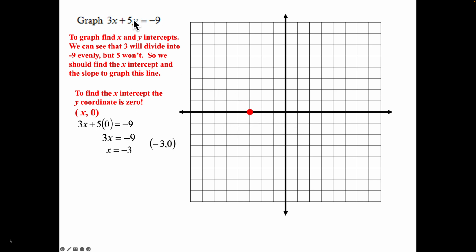Now, because I don't want to attempt to find the y-intercept, which would be at negative 9/5, I don't want to break these into 5 equal parts and count down to negative 9. What we're going to do is find the slope. Remember, negative a over b. Negative 3 over 5. There's my slope. Go down 3 and to the right 5, plot a point. Down 3, right 5, plot a point. Or in reverse, up 3, left 5, plot a point. Draw your line and you're done.